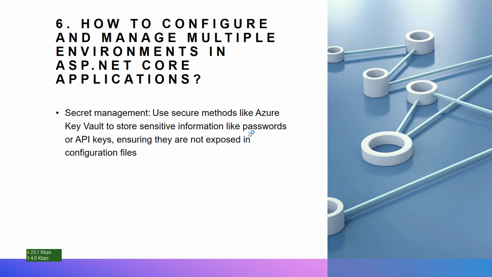Then comes how to configure and manage the multiple environments in the ASP.NET Core application. We can do it using secret management. Use a secure method like Azure Key Vault, as I mentioned previously, to store sensitive information like passwords or API keys, because we don't want to expose everything in our code.